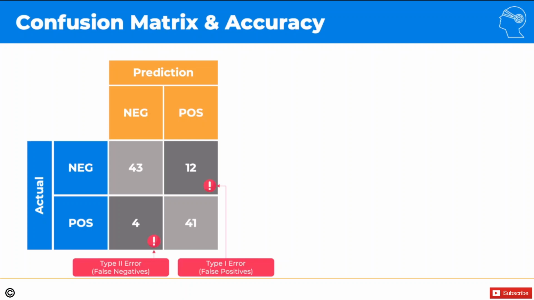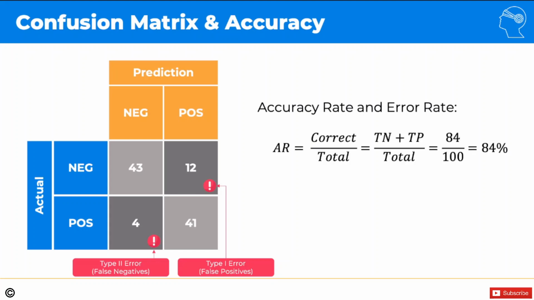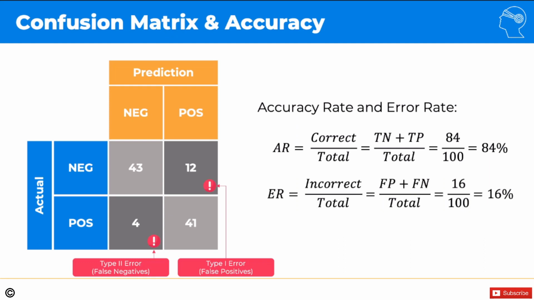From this confusion matrix, we can calculate the following rates or ratios. We have the accuracy rate and the error rate. The accuracy rate is the total number of correct predictions, meaning the true negatives plus the true positives, divided by the total number of patients in this sample. So we have 84 divided by 100, or 84%.